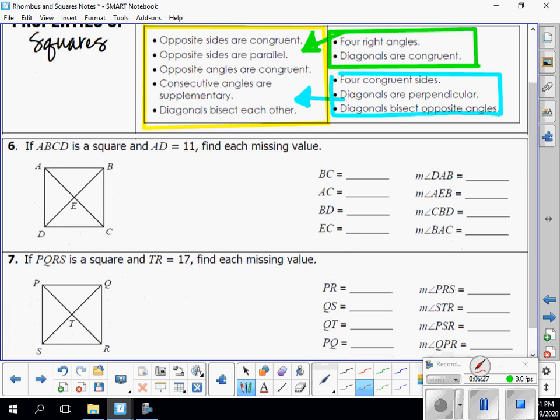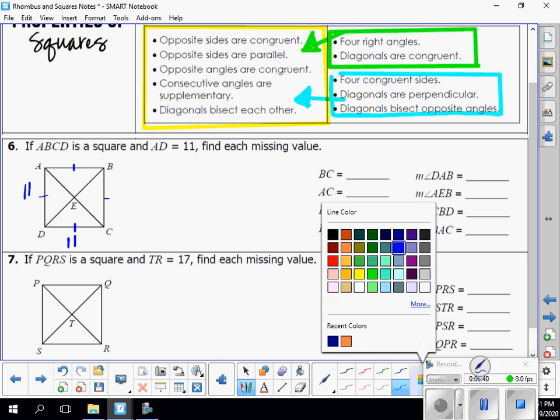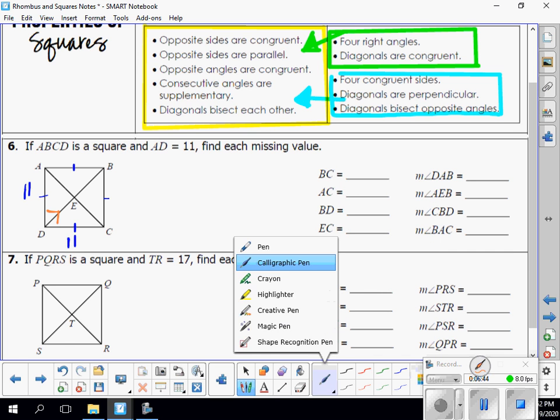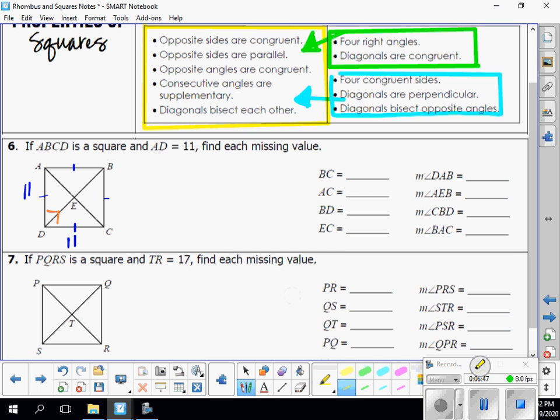And it tells us that AD is 11. Well, in a square, all 4 sides are going to be equal. It gets that quality from a rhombus. So I know that this is 11. Well, in a square, the corners are going to be 90 degrees. It gets that quality from a rectangle. That sets us up for our favorite triangle, a right triangle. I can use that right triangle to solve for my missing diagonal.